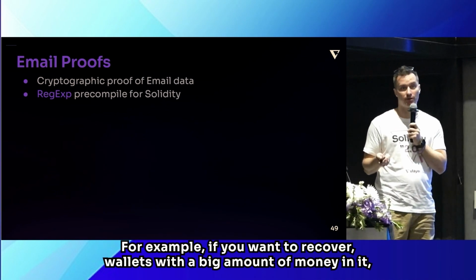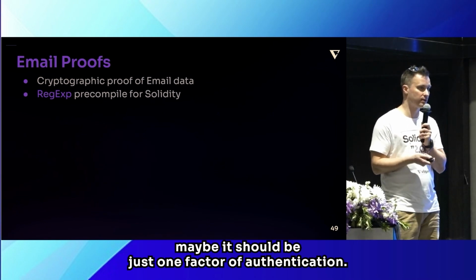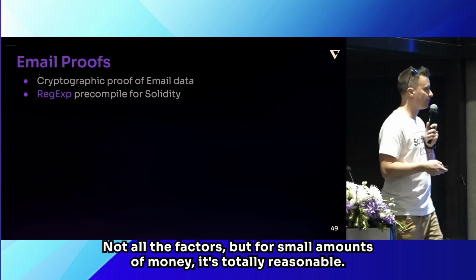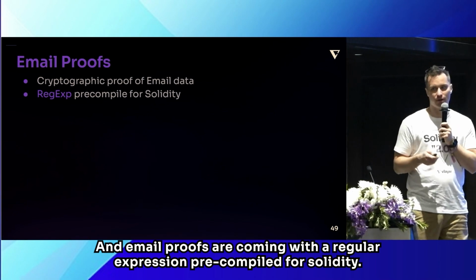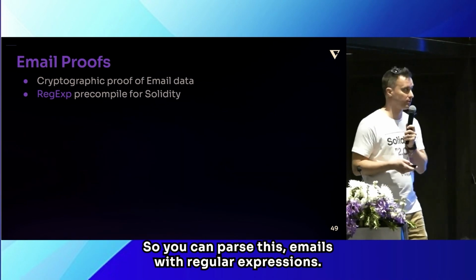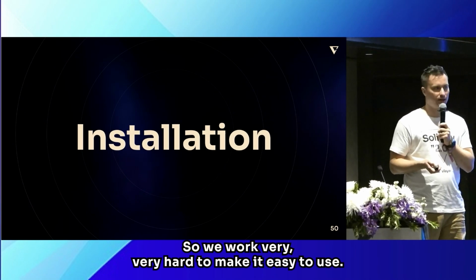For example, if you want to recover a wallet with a big amount of money in it, maybe it should be just one factor of authentication, not all the factors. But for small amounts of money, it's totally reasonable. And email proofs are coming with a regular expression precompiled for Solidity, so you can parse these emails with regular expressions. All right, so we work very, very hard to make it easy to use.